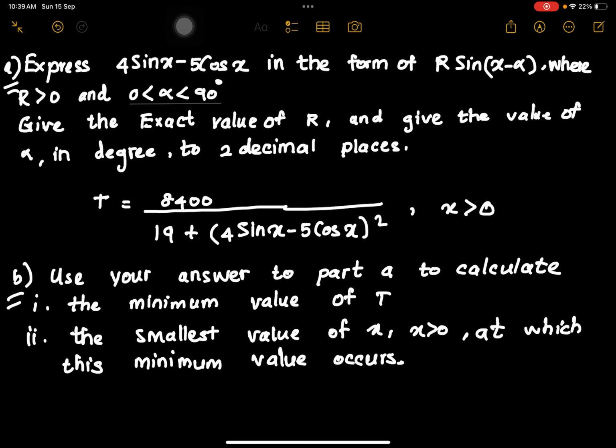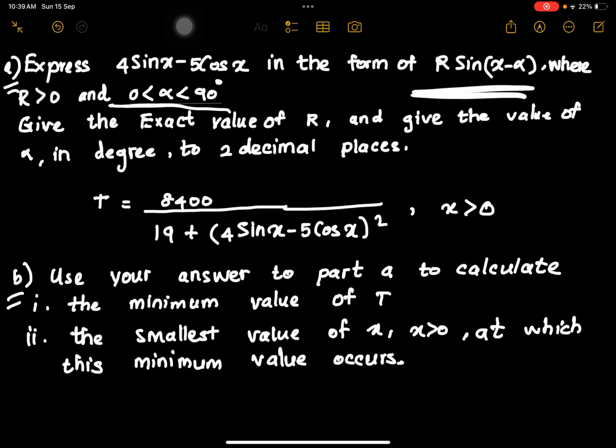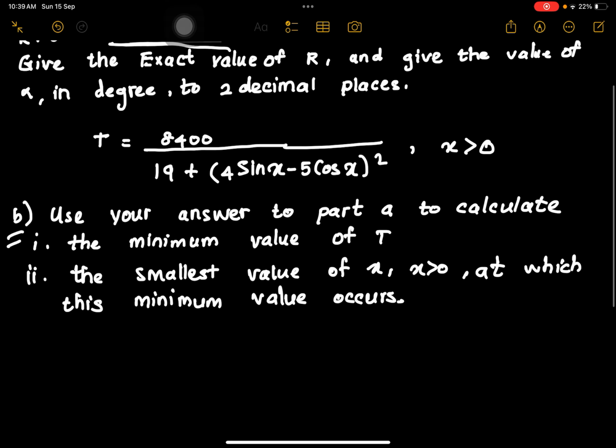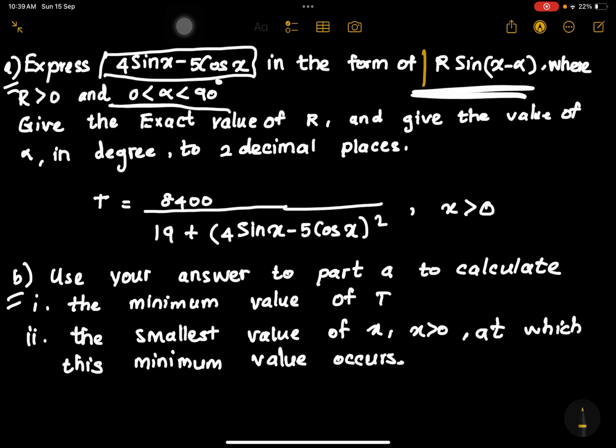Express 4 sin x minus 5 cos x in the form r sin(x minus alpha), where r is greater than 0 and alpha is between 0 and 90. Give the exact value of r and give the value of alpha in degrees to 2 decimal places. So we have to express 4 sin x minus 5 cos x in the form r sin(x minus alpha).